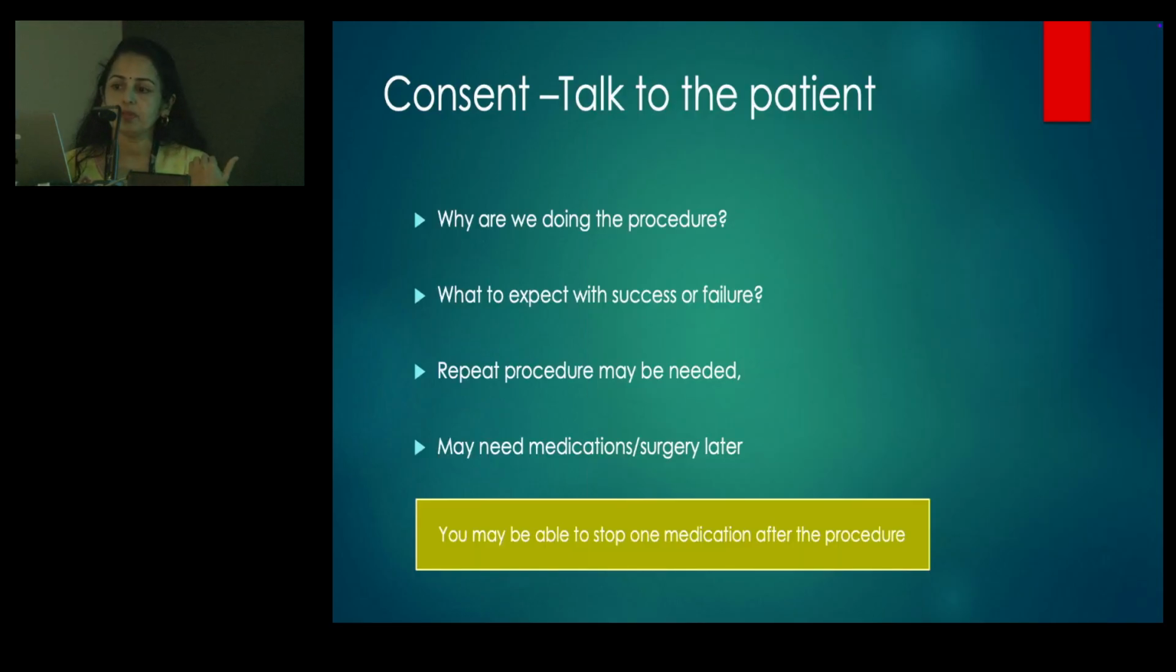Okay. So why are you doing the procedure? Talk to the patient about what to expect. There won't be any dramatic change. Repeat the procedure if it is needed, and you may need medication later. That also you should tell the patient. A practical way of dealing with it is to tell the patient that you may be able to stop one medicine. Then the patient will be expecting only that.